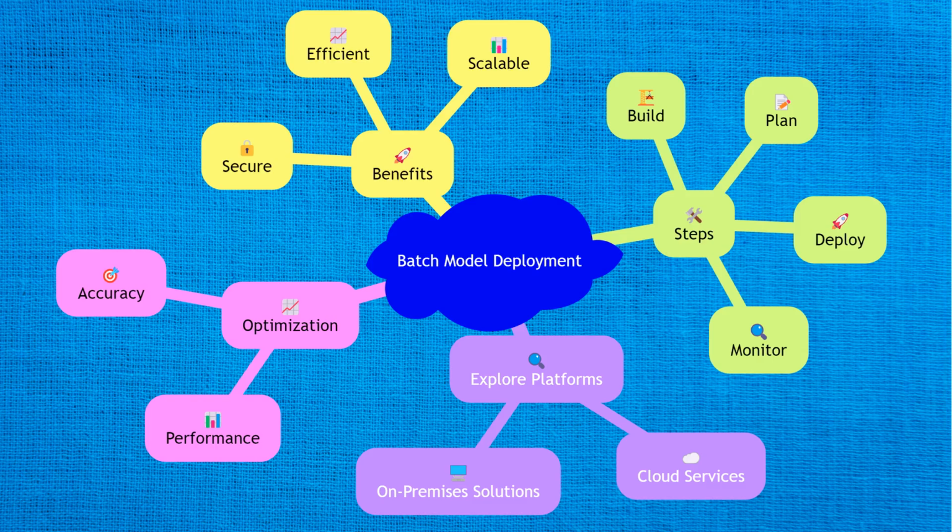Deploying a model to a batch endpoint is a powerful method for handling large-scale data processing tasks. By following the steps outlined in this presentation, you can ensure that your batch deployment is efficient, scalable, and secure. As a next step, consider exploring the specific features and capabilities of different batch processing platforms to find the one that best meets your needs. Additionally, continue to monitor and optimize your batch jobs to ensure they deliver the best possible performance and accuracy.